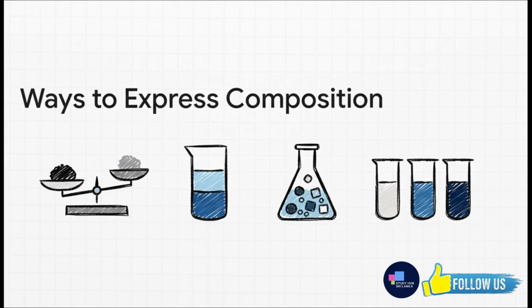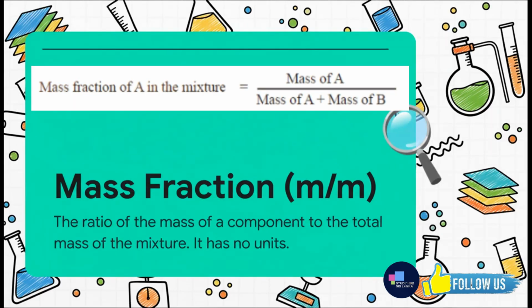Now, there are a few different ways we can express composition, like mass fraction, volume fraction, and so on. For our lesson today, we're just going to focus on two of the most common ones that you'll definitely see in your lab work. First up, we have mass fraction. Now, don't let the name sound complicated. It's simply the mass of one part of the mixture divided by the total mass of the whole thing. And since it's a ratio, a comparison, it has no units.